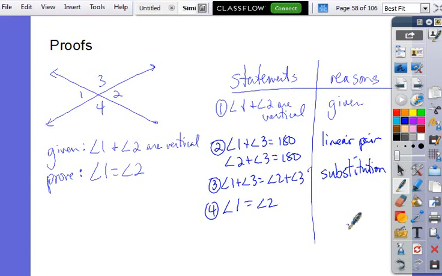What did I do to go from angle 1 plus angle 3 equals angle 2 plus angle 3 to angle 1 equals angle 2? The rule that I did is I just subtracted. If I subtract off the angle 3s, I'm left with angle 1 equals angle 2. There's a proof.